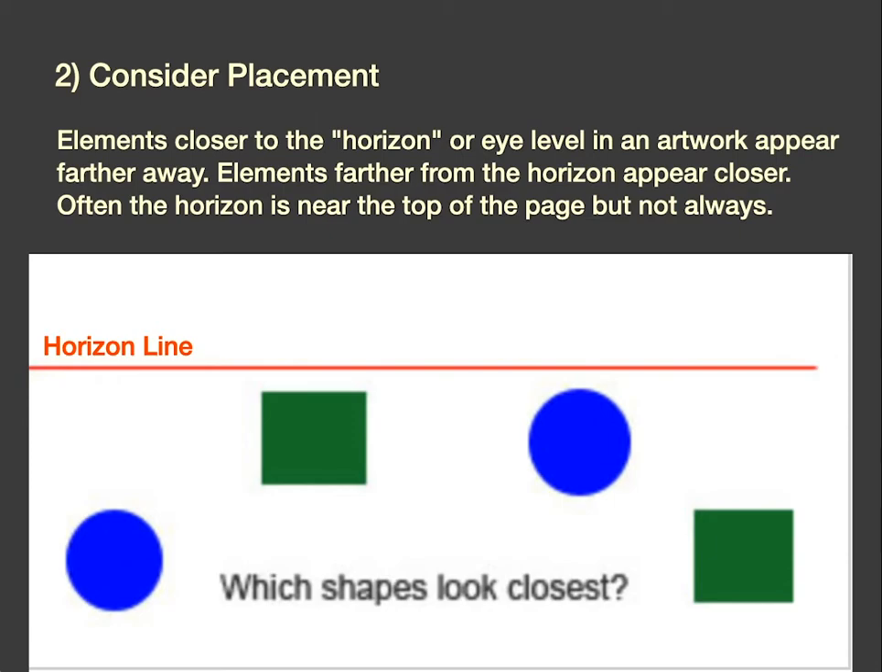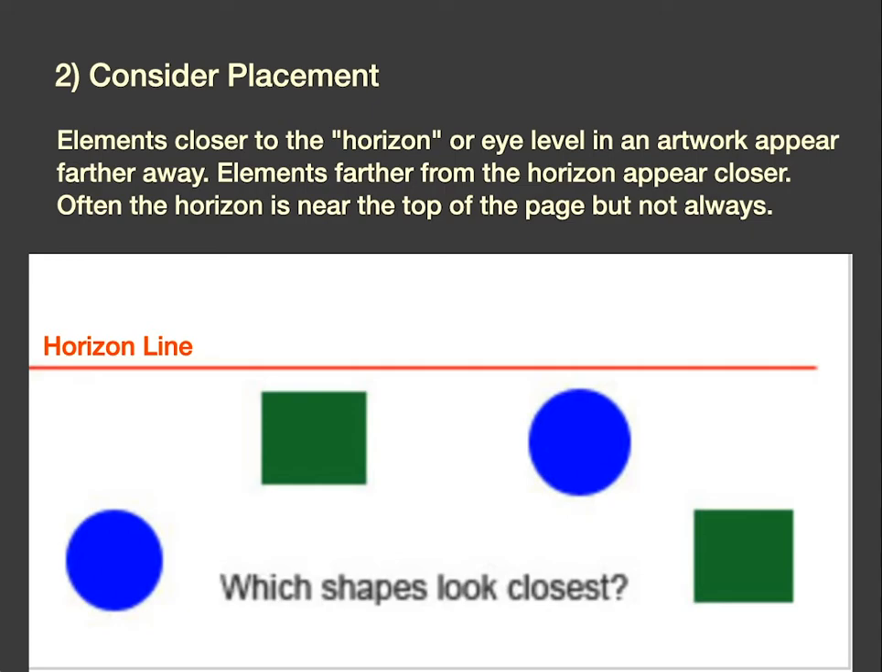But good news for you all is this is really stuff that's mostly beyond the scope of this class. I just want you to be aware that in any artwork, there's a place where we sort of consider our eye level to be when we look at it. And when we place things on the page relative to that imaginary line, they're going to appear to be closer or farther away depending on the placement.